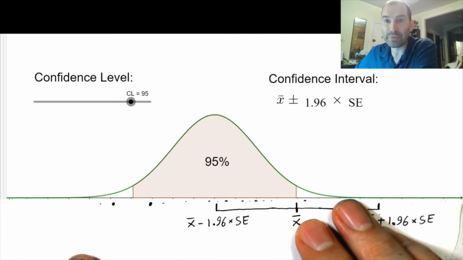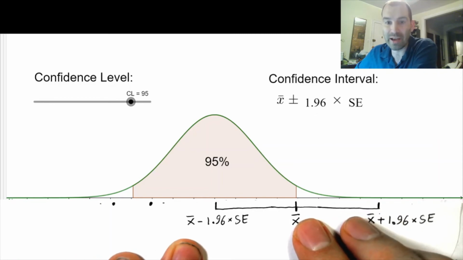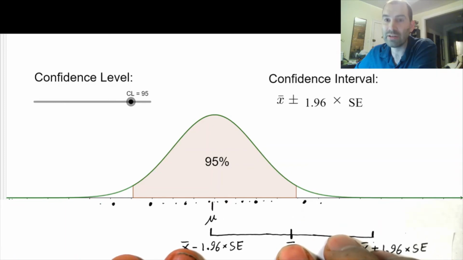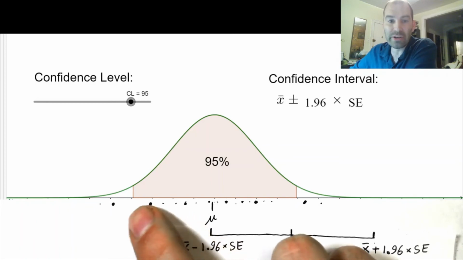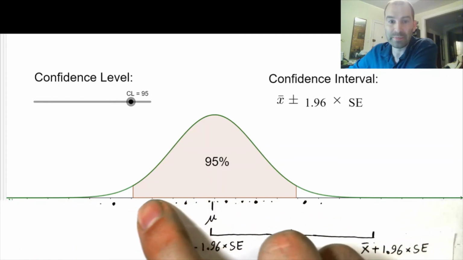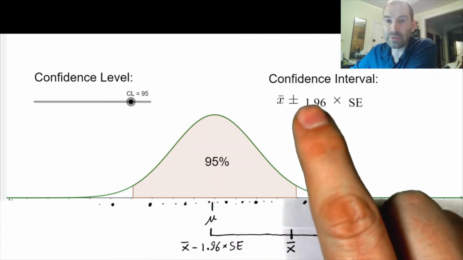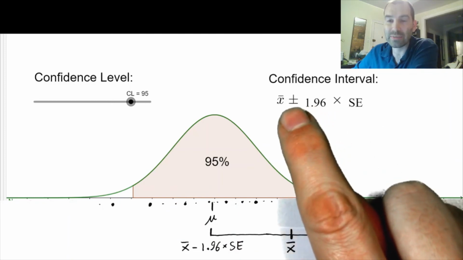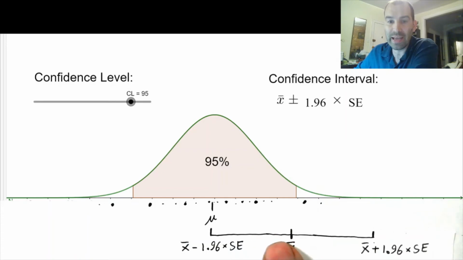There's 95%, right? That's what it means to be a 95% confidence interval. It means that 95% of the time, the interval we construct is going to catch the true mean, okay? And so we need our interval to be this big. We need our interval to be 1.96 times the standard error. And we're going to add and subtract that from our sample mean.